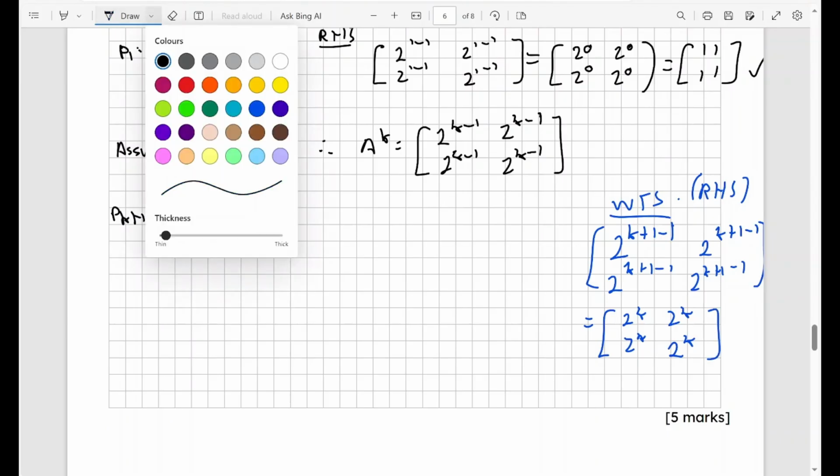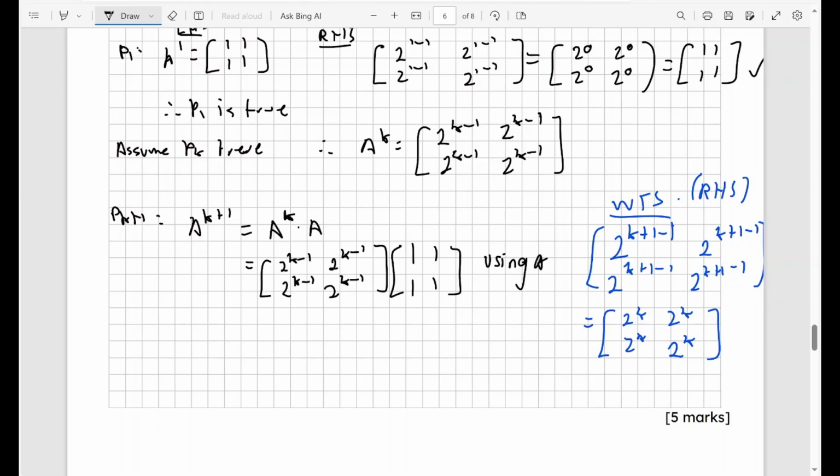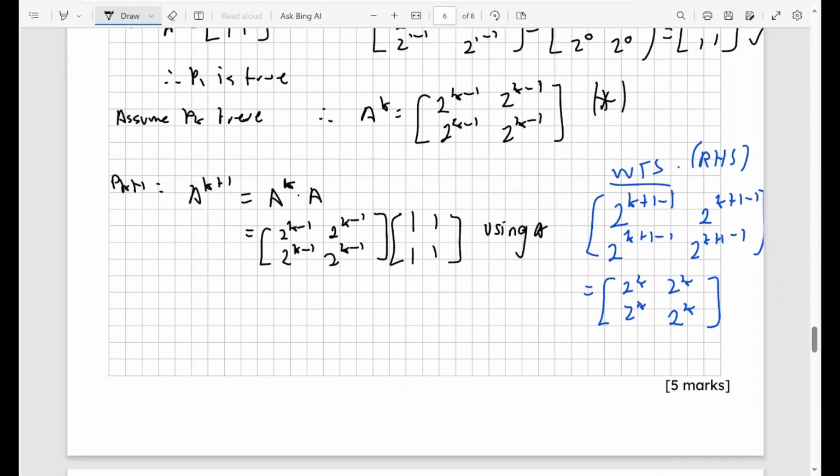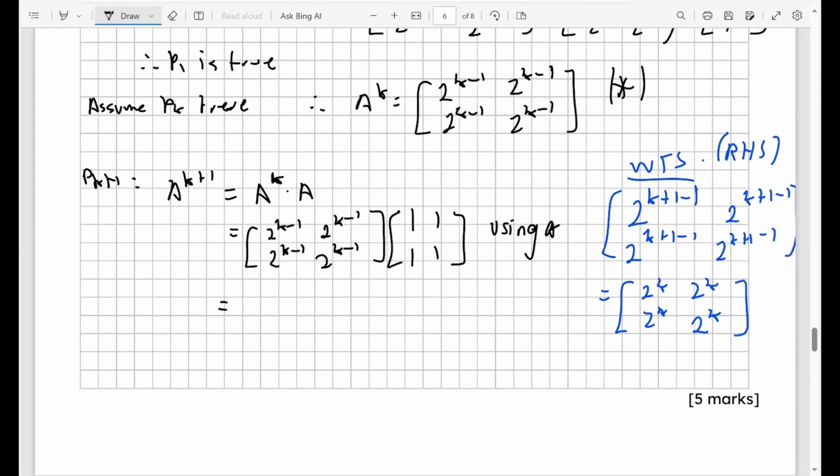So A to the k plus 1 is going to be split up into A to the k times A, which is 2 to the k take 1, 2 to the k take 1, 2 to the k take 1, and 2 to the k take 1, times 1, 1, 1, 1, using star, and this can be star as well. All right, so we do our straight matrix multiplication.